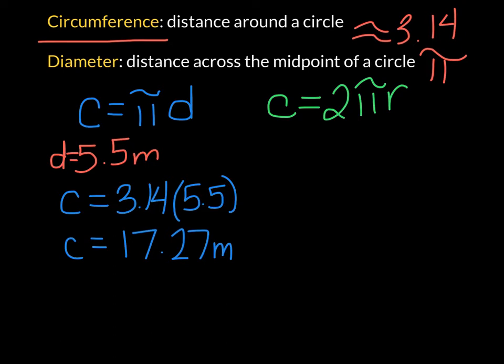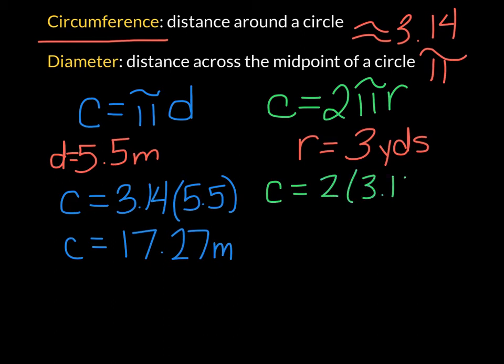So if we're given, in another example, they give us the radius, and the radius equals 3 yards, then we would just plug that in. The circumference equals 2 times 3.14 times 3 yards.